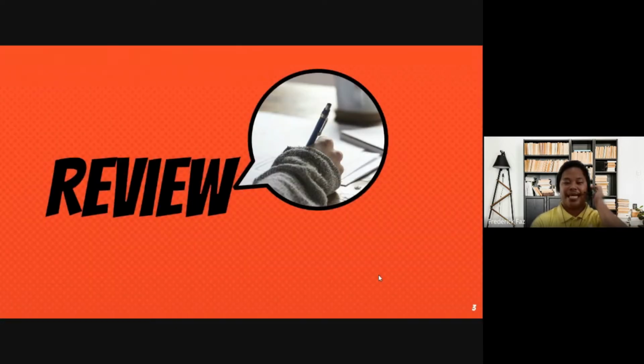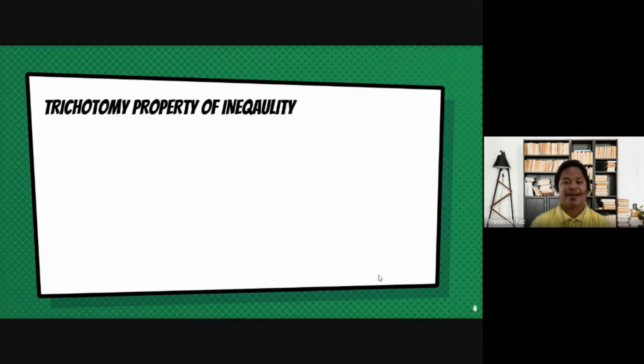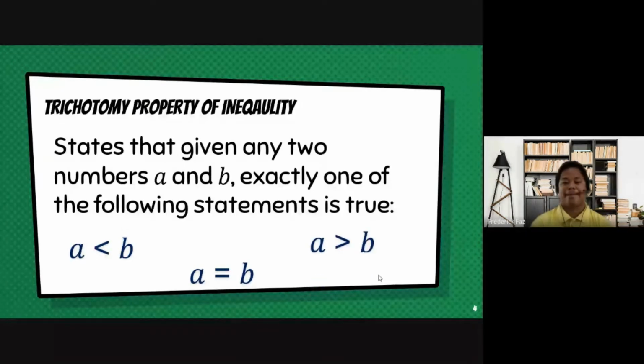Let's have first a review. What are the properties of inequality? We have the trichotomy property of inequality, which states that given any two numbers a and b, exactly one of the following statements is true. A is less than B, A is equal to B, and A is greater than B.